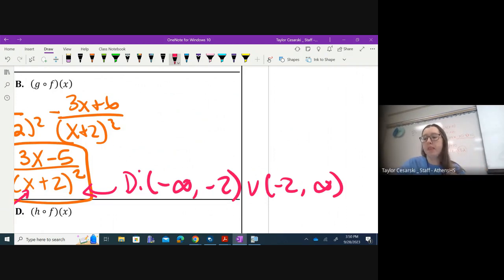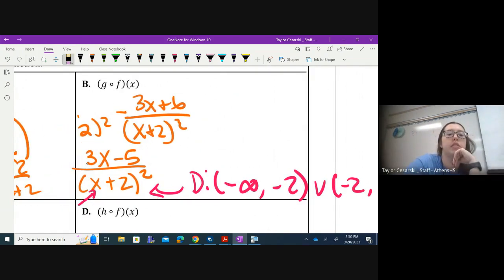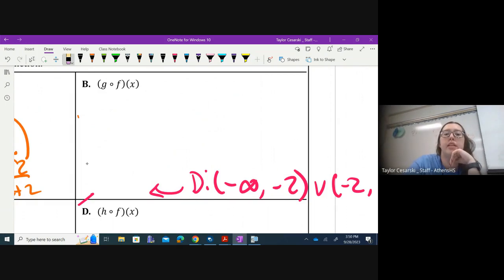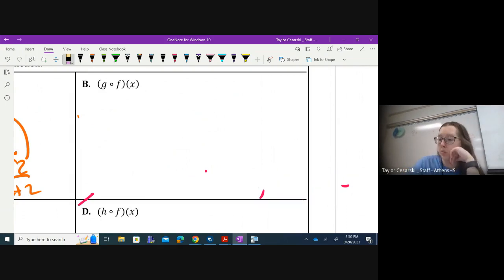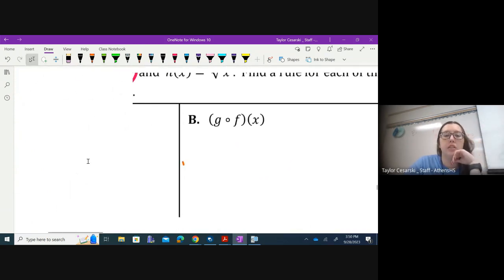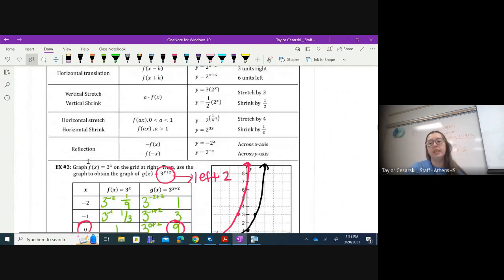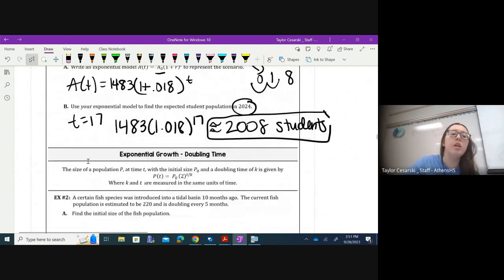All right, let's look at one more. Let's look at part B. Okay. Again, I'm going to erase this just so we have room. This is doing the same thing, but it's going backwards. We are doing g of f of x. So instead of plugging in g, I'm going to plug in f.